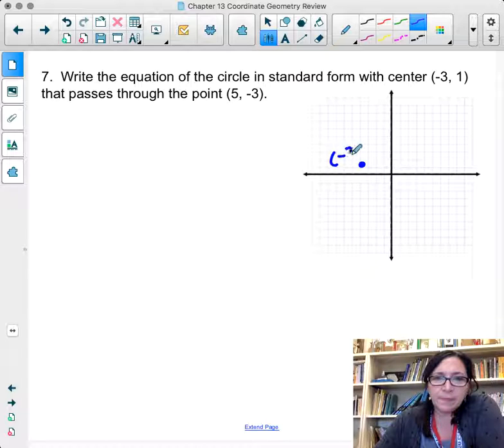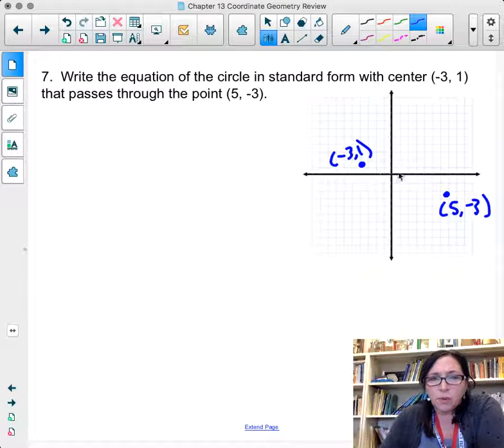Okay. Write the equation of the circle in standard form that has a center at (-3, 1) and passes through the point (5, -3). So over 5, negative 3. So we have (5, -3). And what we have here is these two, we're trying to figure out, let's see here. The center is here.